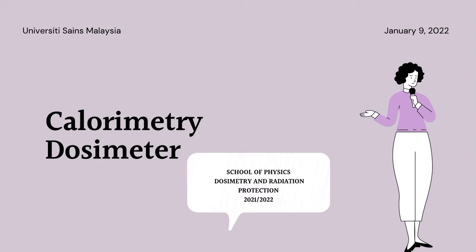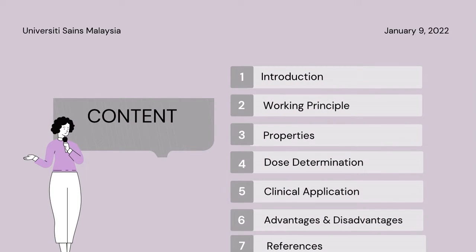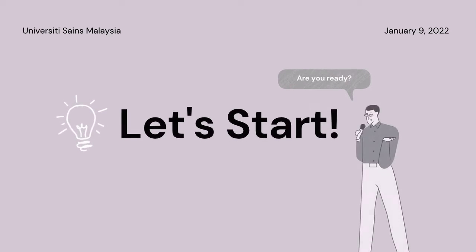Hello, today we will talk about the calorimetry dosimeter, and it contains working principle, properties, dose determination, clinical application, and advantages and disadvantages. Are you ready? Let's start.